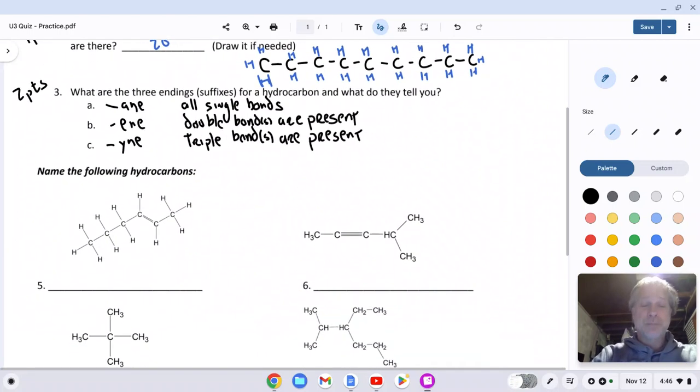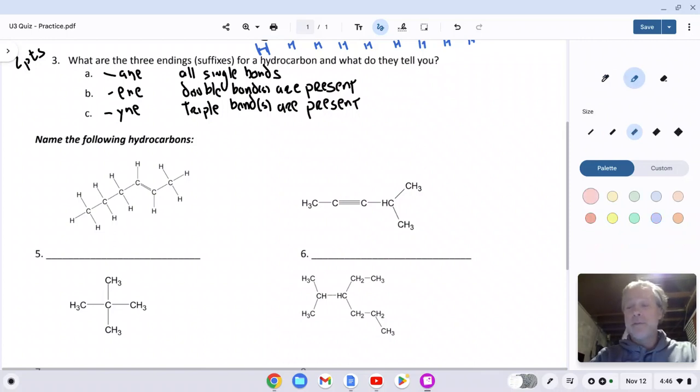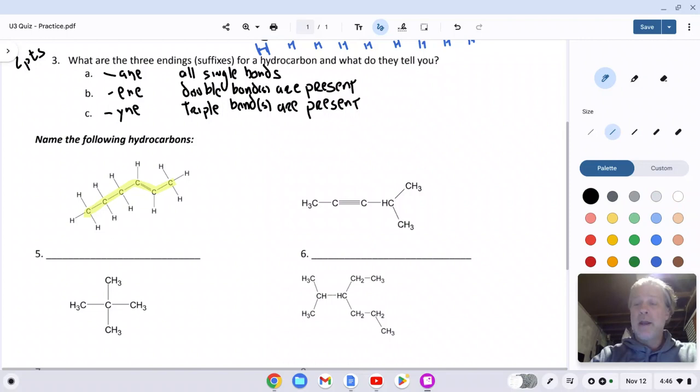Now, this next part asks you to identify or name the following hydrocarbons. I'm just going to walk through how I do that again. The first thing I always do is look for the longest continuous chain of carbons, which in this case is right here. I'm then going to identify a couple of things about that. There are 1, 2, 3, 4, 5, 6 carbons long. So it's 6 carbons, and that tells me the prefix has to be hex.